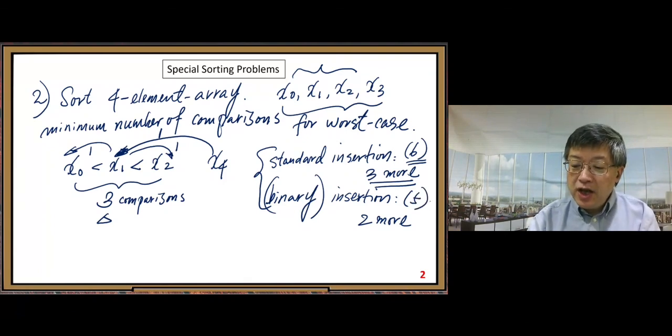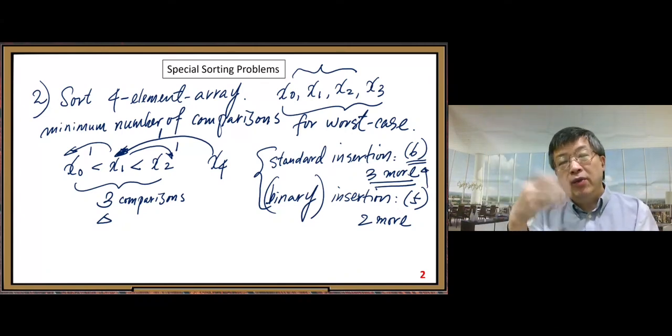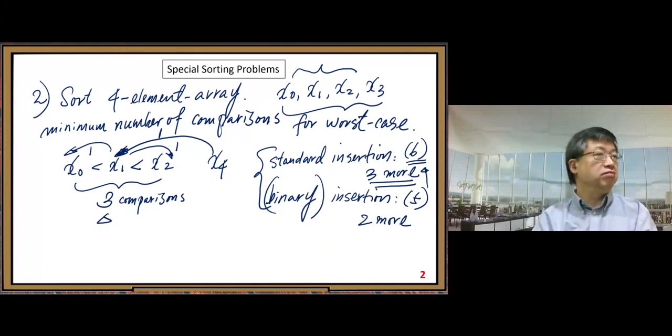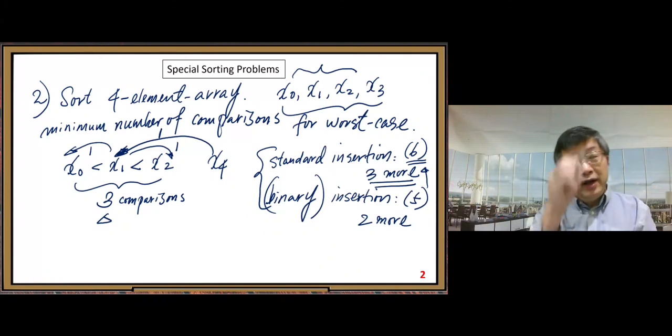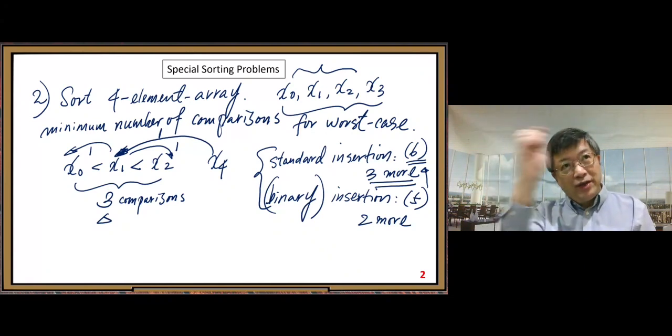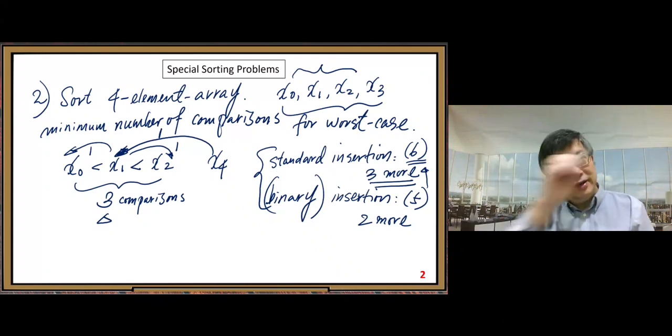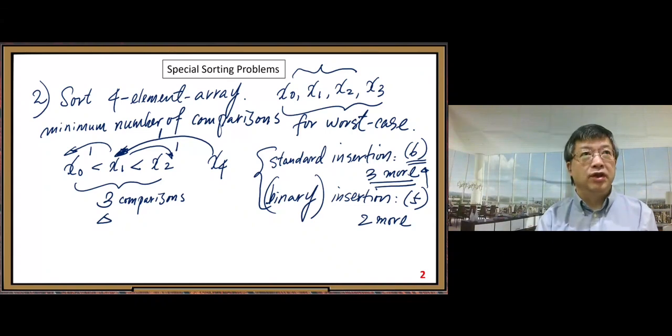You can see you save 1 comparison compared with standard insertion. You do better. The reason is there is no shift operation here. Why would we need a shift operation? We compare it with x1. If greater than x1, we compare with x2. Based on the result, we can write the sorted array in order. Why we need a shift operation? We don't need a shift operation.